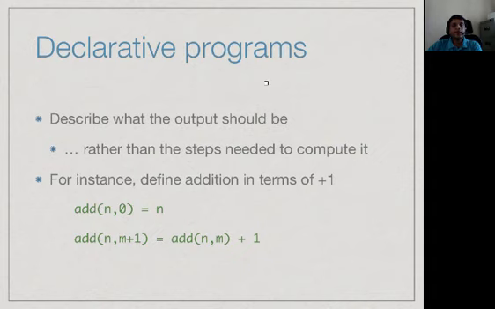It says that if we add 0 to n, we just get n. And if we want to know how to add m plus 1 to n, then we assume inductively that we know how to add m to n, and then we use the +1 function which is given to us.